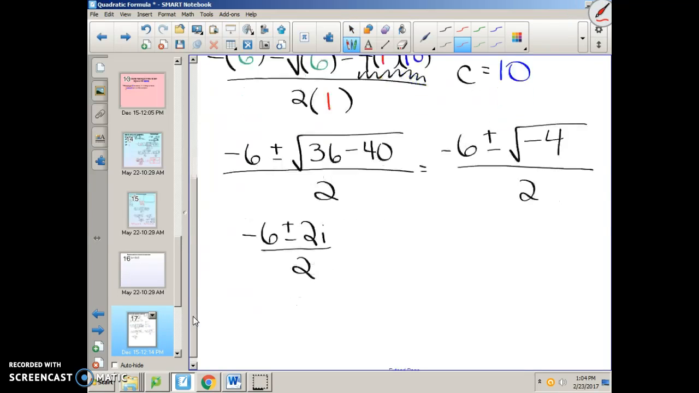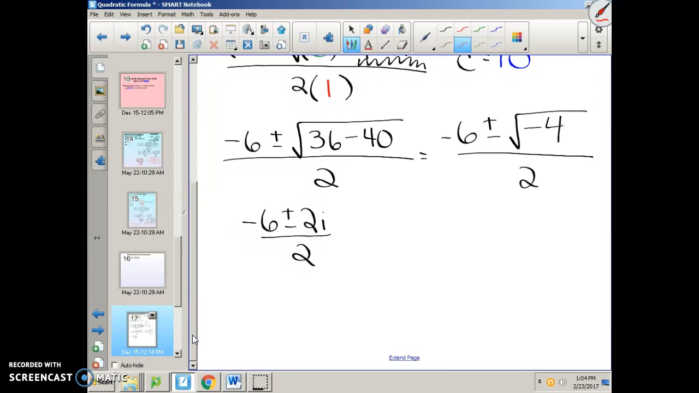Now, normally we'd stop here. However, circle each of your numbers. Circle your coefficients. Not the i, just negative 6, 2, and 2. What can you divide all of those numbers by?